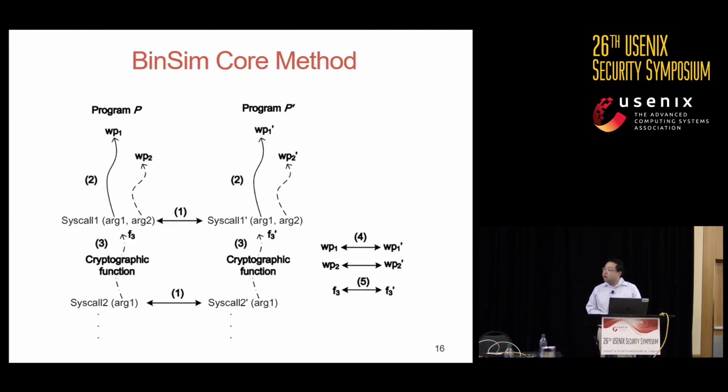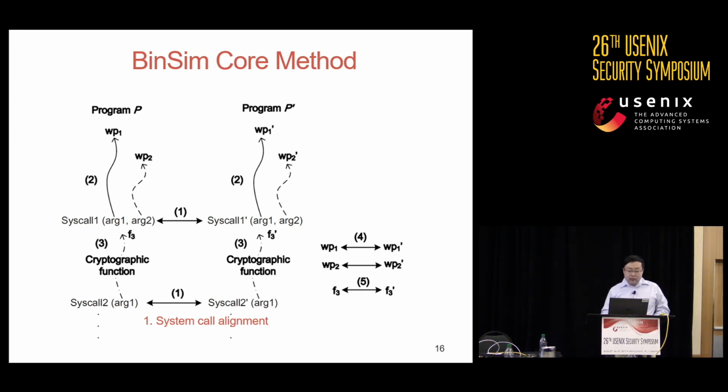So the core method of BinSim contains 5 steps. In the first step, given two programs, P and P prime, we will perform dynamic analysis and collect their interaction trace log and also system call sequence. First, we will perform system call alignment to align the system calls. This alignment will provide our starting point for the following steps, and also this system call alignment can filter out many of the cases that show very different behaviors.